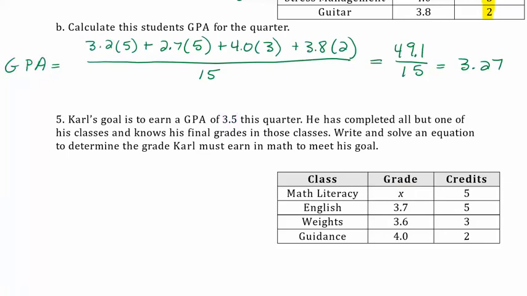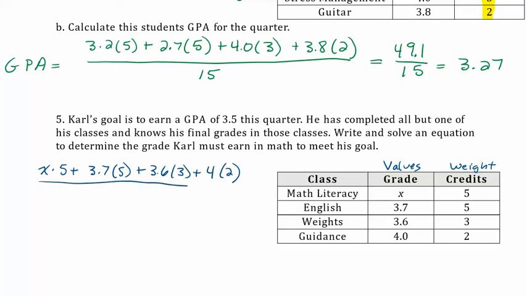Okay, so we're going to multiply each of these values by their corresponding weight. So we have a value of X times a weight of 5, plus a value of 3.7 times a weight of 5, plus a grade of 3.6 times a weight of 3, plus a grade of 4.0 times a weight of 2. That's going to get divided again by the sum of the weights, which is all the credits, which is 15 credits. And we know we want Carl's GPA to come out to be 3.5. We have to figure out what value of X is going to make this come out to be 3.5.